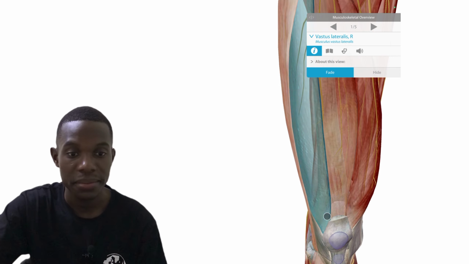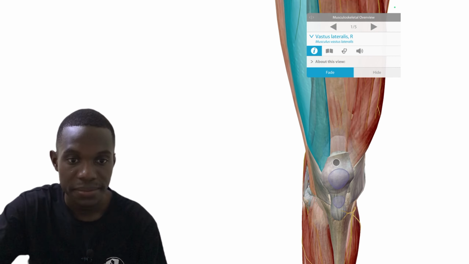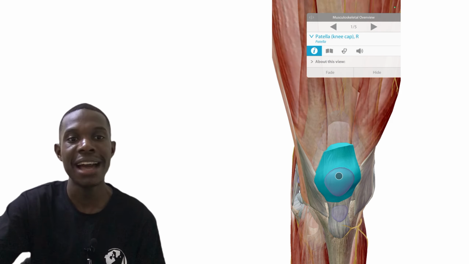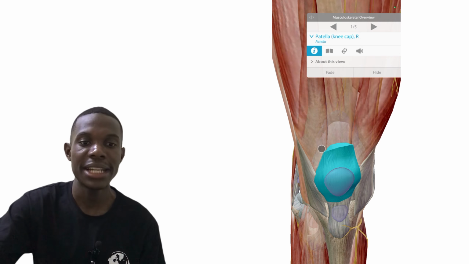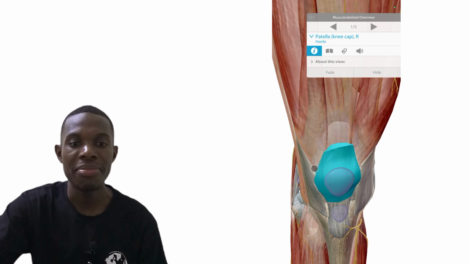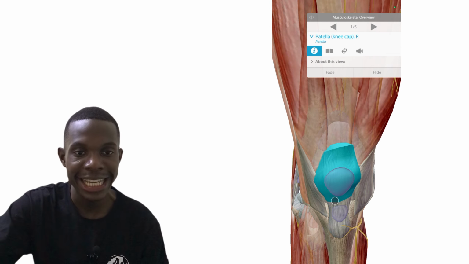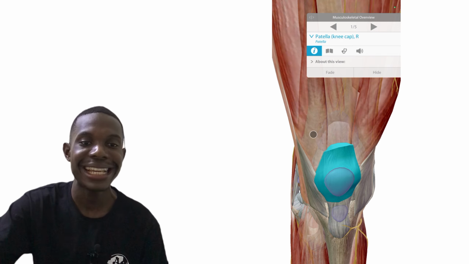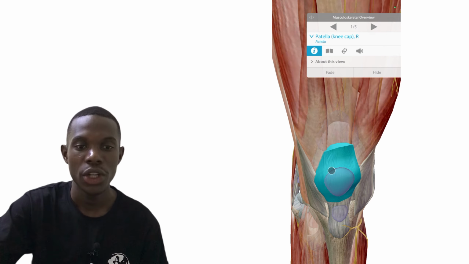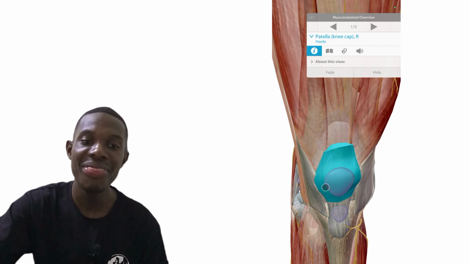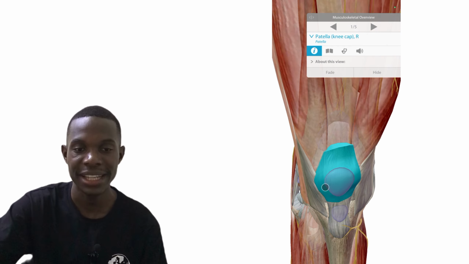is triangular in shape, right? This is your patella. Because the patella is triangular in shape, you're going to discover that it is divided into the base of the patella, the medial body of the patella and the lateral body of the patella. So the vastus lateralis will attach to two-thirds of the base of the patella and one-third of the lateral body of the patella, specifically, right?